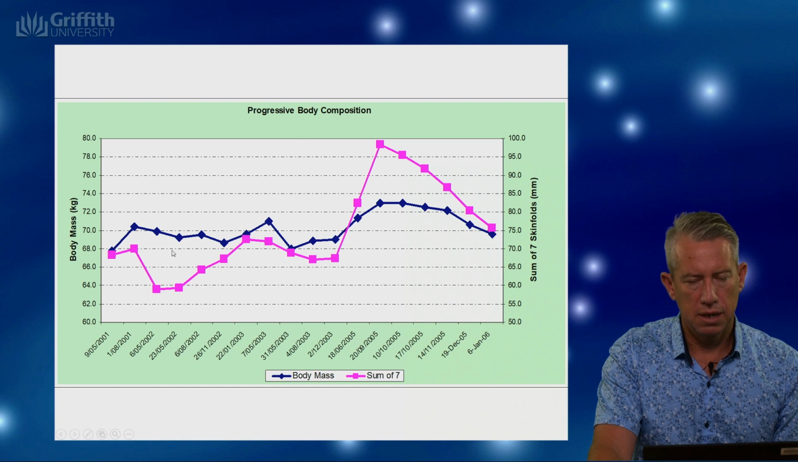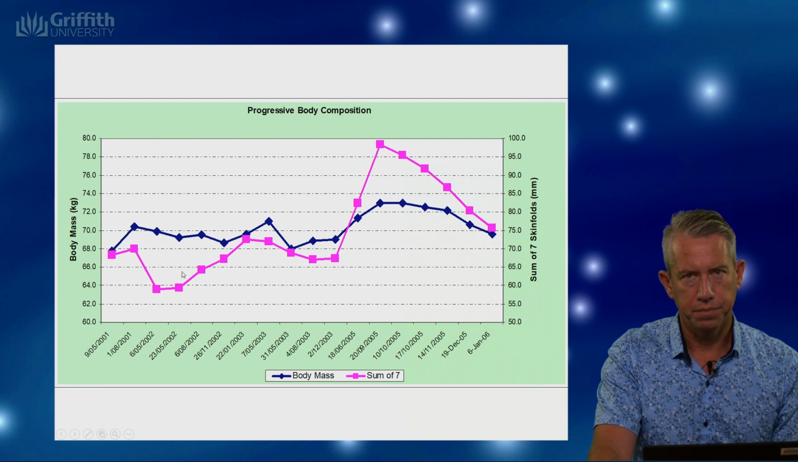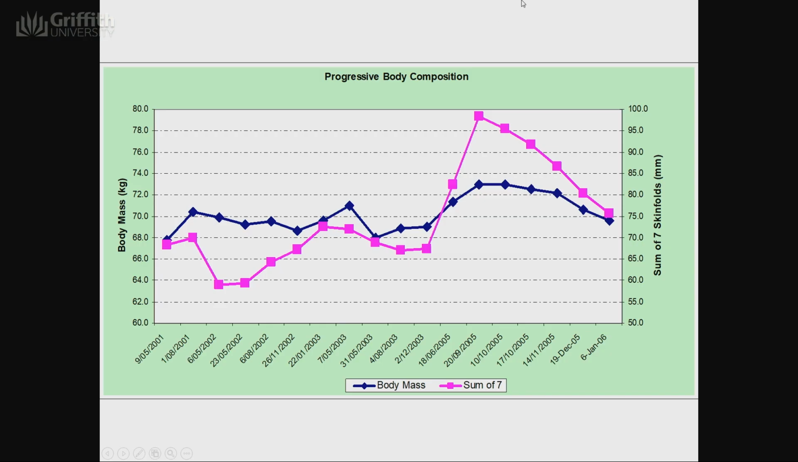And here's some data from an individual who's been to multiple World Championships and Olympic Games. I'll just blow this up so you can see it. Here we have a series of years along the bottom, from 2001 through to 2006. Pink is the sum of 7 skin folds, and blue is the body mass. And so what we're looking for is an understanding of the best proportional body composition of this individual relative to their performance and major competition preparation.